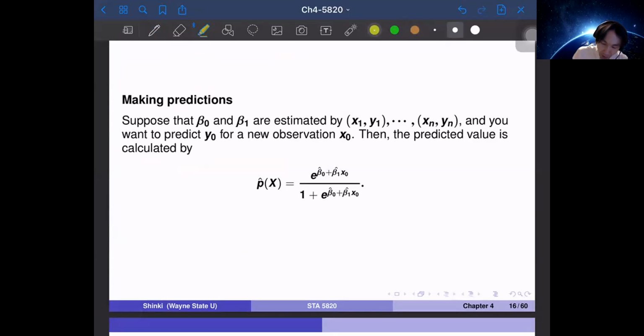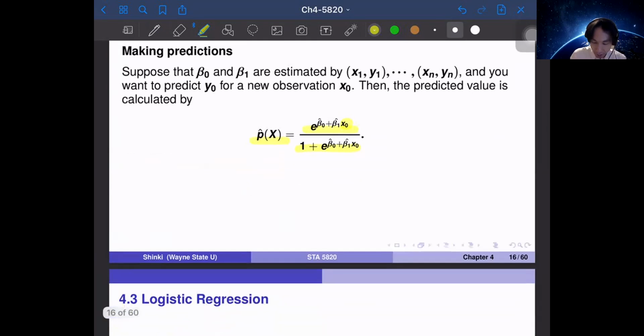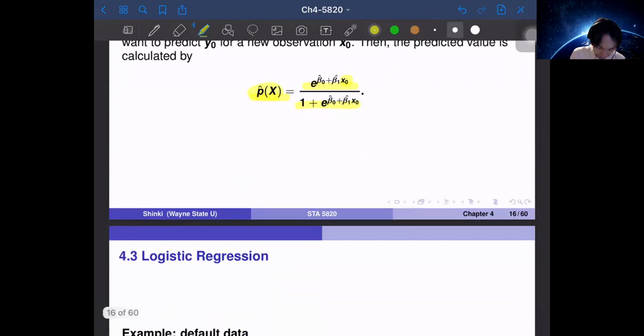And if you want to calculate a predicted probability, given x, what's the default probability? When the balance is $2,500, what's the probability of default? Then you can just plug beta naught hat and beta 1 hat into the original equation, and you plug in the new value of x naught. If the balance is 2,500, you plug in 2,500, then you get the predicted probability of default.